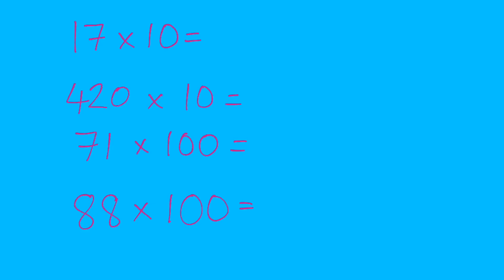How did you do? Right, let's have a look at the answers. So 17 times 10 is 170. 420 times 10 is 4,200. 71 times 100 is 7,100, and 88 times 100 is 8,800.